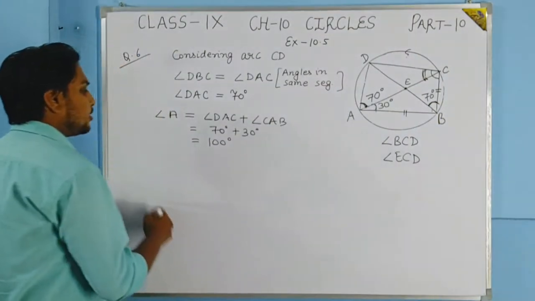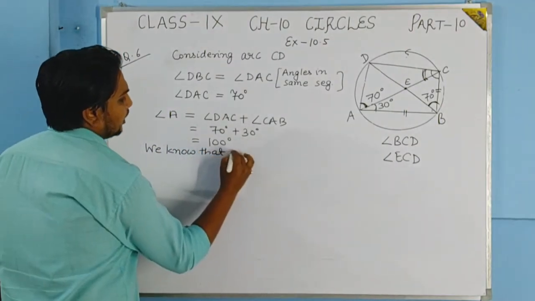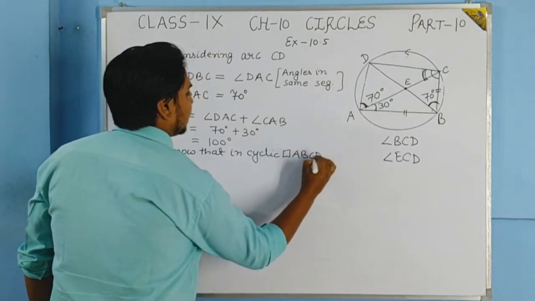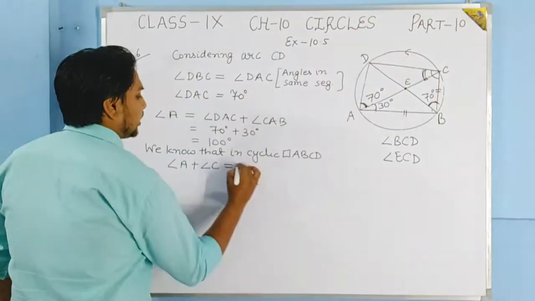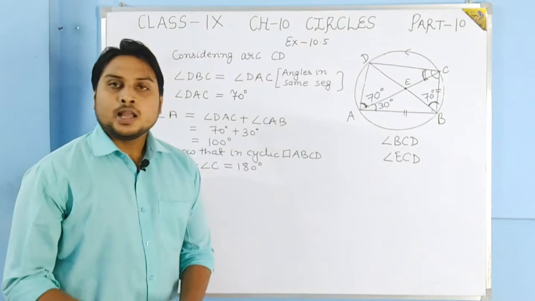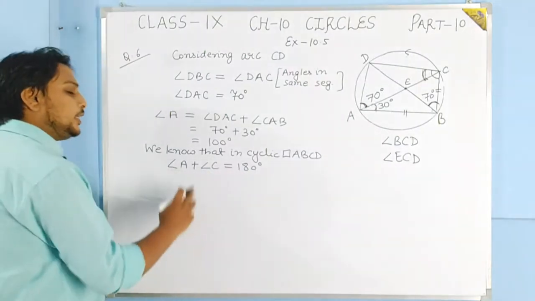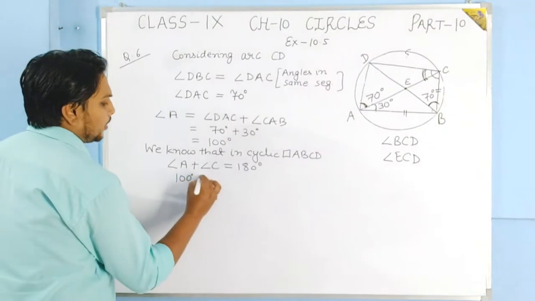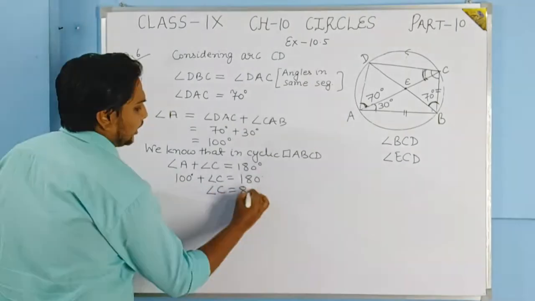Now students, we know that in cyclic quadrilateral ABCD, angle A plus angle C, the sum of opposite angles, should be 180 degrees, because we have studied the property that in a cyclic quadrilateral opposite angles are supplementary. So the sum of these two should be 180 degrees. Now we know that angle A is 100 degrees. So what should be the value of angle C? The value of angle C should be 80 degrees.